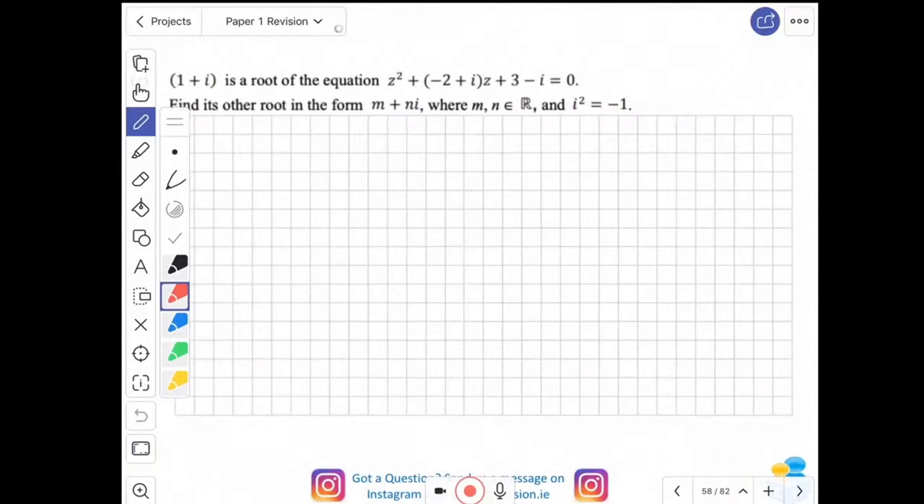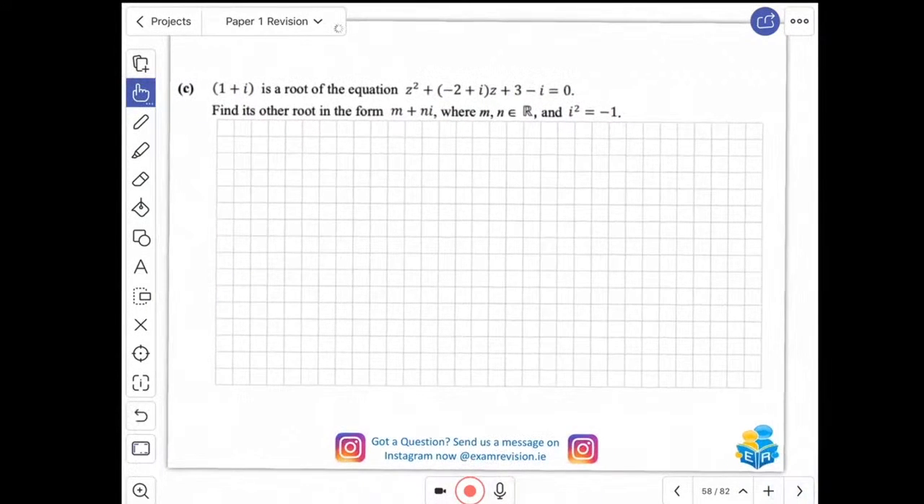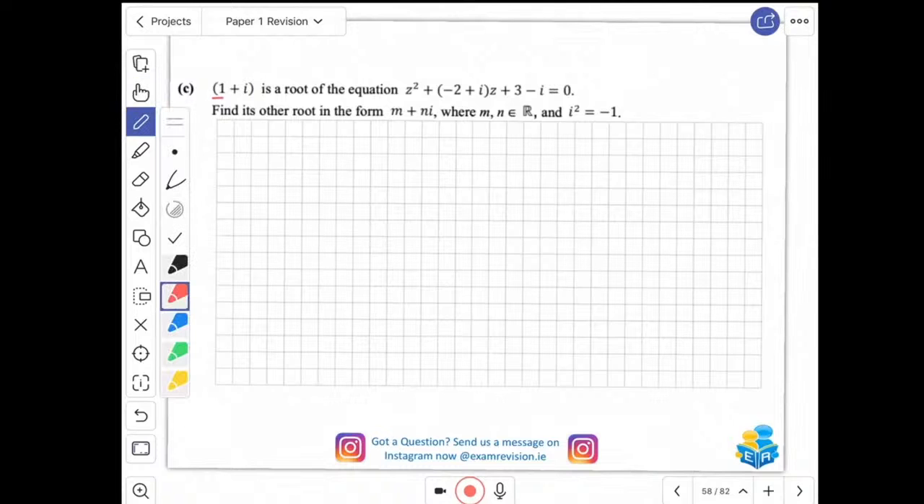Okay, the next thing I want to talk to you about, I'm not going to do this one out fully, but it's just to show you, this is part C of this question, again, higher level. So I spoke to you already about your conjugate root theorem, and we said if we know that one of them is a root, then the other one, the conjugate, will be a root. But that's only if the coefficients are real numbers. And this question threw a lot of students off, because you're looking at this, you're seeing, oh, they're telling me that's one of the roots, find its other root. But what you notice is that these do not have real coefficients, so you cannot use your conjugate root theorem.